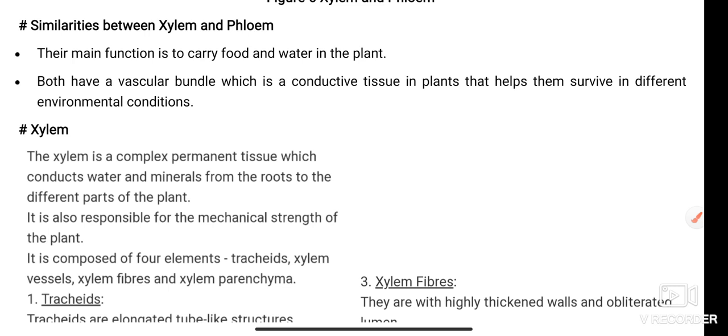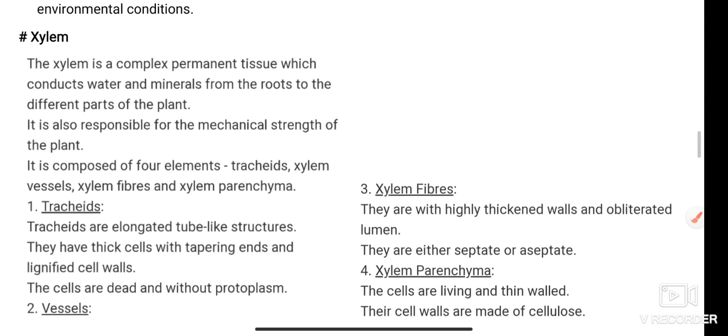Both have the vascular bundle, which is conductive tissue in plants that helps them survive in different environmental conditions. What is the meaning of conducting? They make chain-like structures to provide material from one part to another part. So let us discuss one by one.